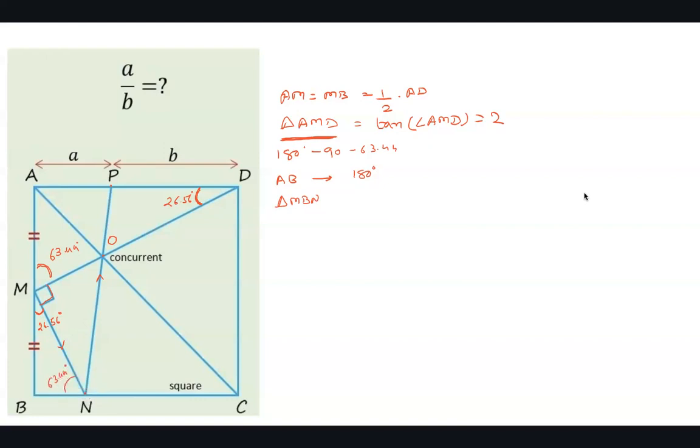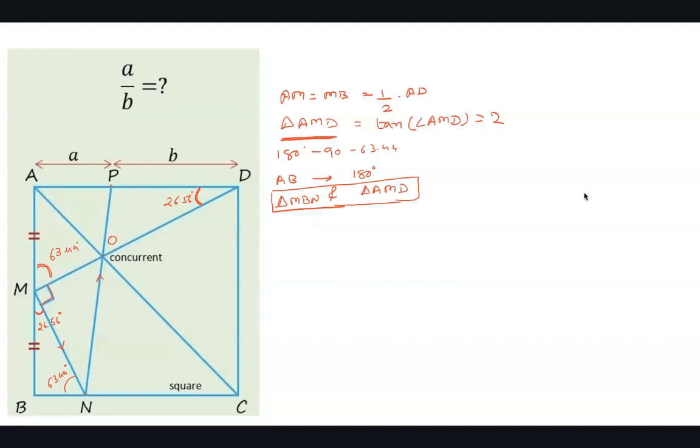Just by using trigonometry and the basic angle sum property of triangle and straight line, we were able to find all these angles. What next? Now, let us focus on triangle MBN and triangle AMD. So here what we know is all three angles have the same measurement.